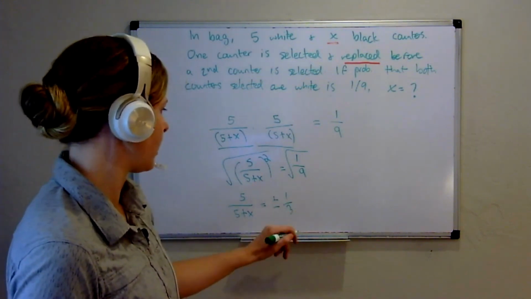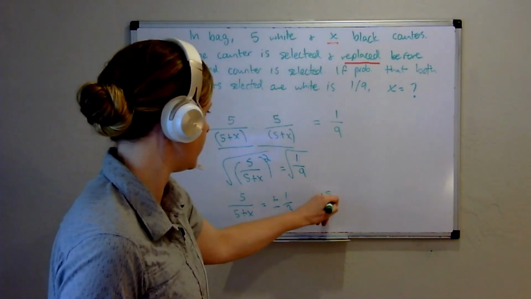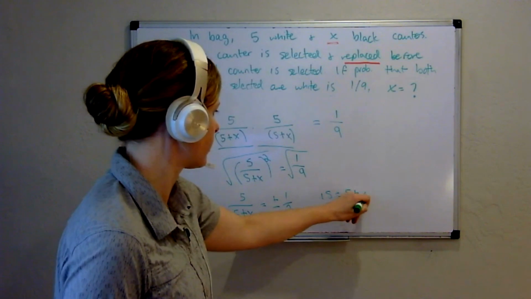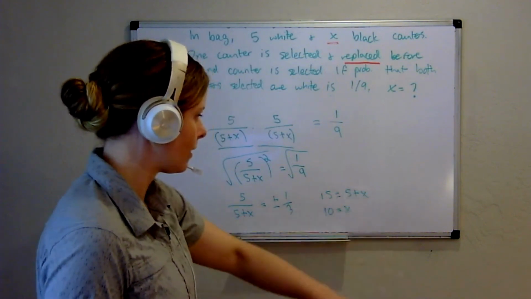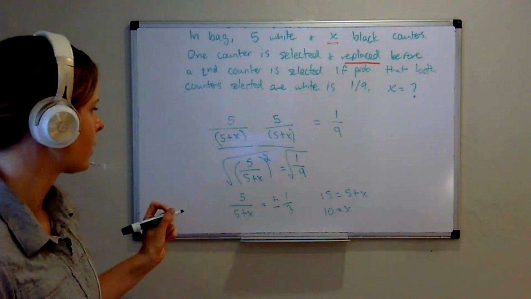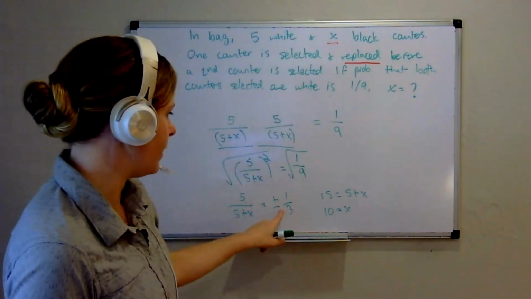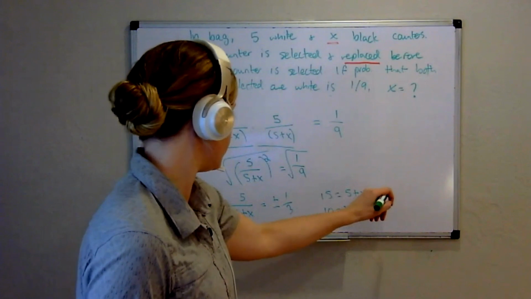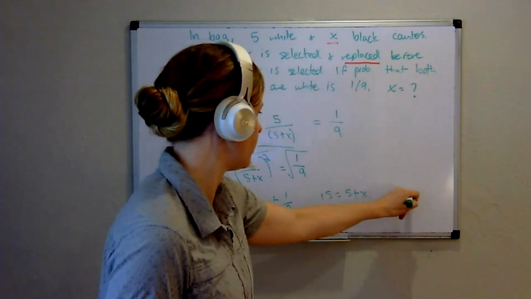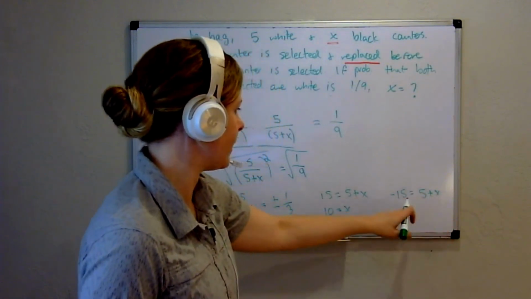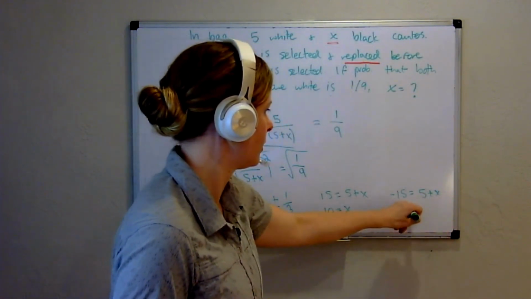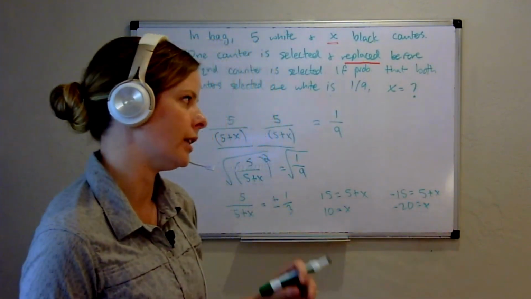When I cross multiply that, I will get that 15 is equal to 5 plus x. Go ahead and subtract 5 from both sides, and x is equal to 10. That seems to make sense. Let's try it with negative 1/3. What I get then is negative 15 is equal to 5 plus x. Go ahead and subtract 5, and I get that x is equal to negative 20.